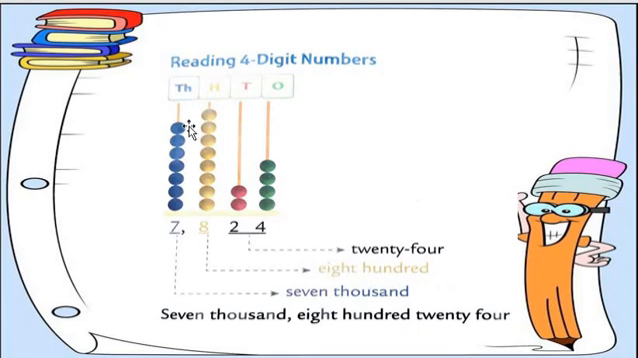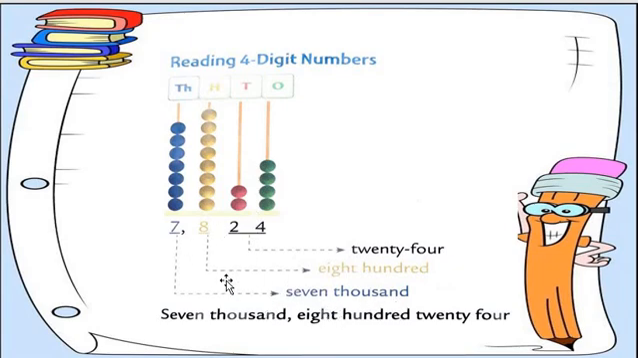7000. What, all students? 7000. Then after that, another place, the 100 place. So in the 100 place, how many bits are there? Count, all students: 1, 2, 3, 4, 5, 6, 7 or 8. Got my point? So we start here at the next place.